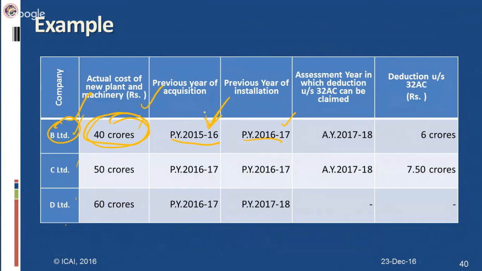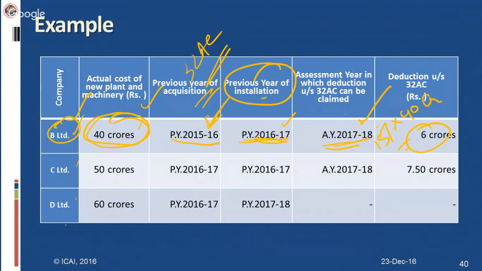It would not have been eligible for deduction under 32AC in the previous year of acquisition because it was not installed in that year. The installation was only in the next year. But this year, since the provision has been relaxed to provide that even an installation in a different year will qualify, the assessment year in which deduction can be claimed is assessment year 17-18, relevant to previous year 16-17, being the previous year of installation. In assessment year 17-18, he can claim 15% of 40 crores, which is 6 crores. B Limited can claim.